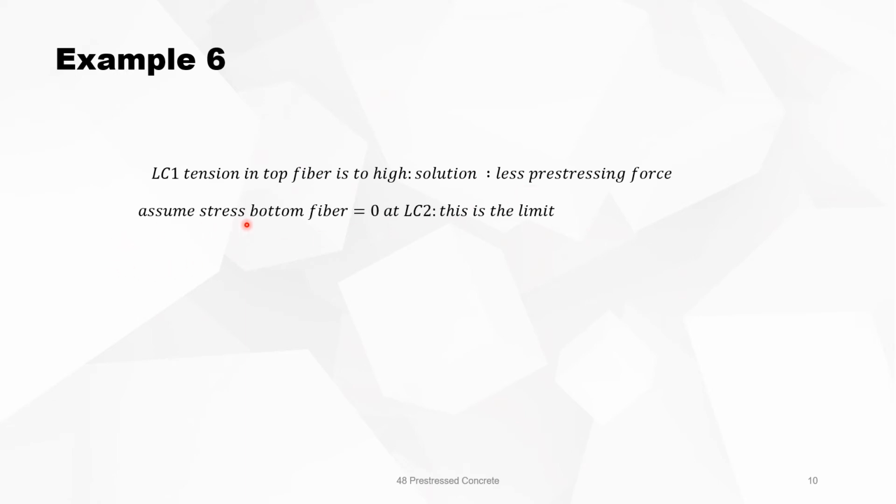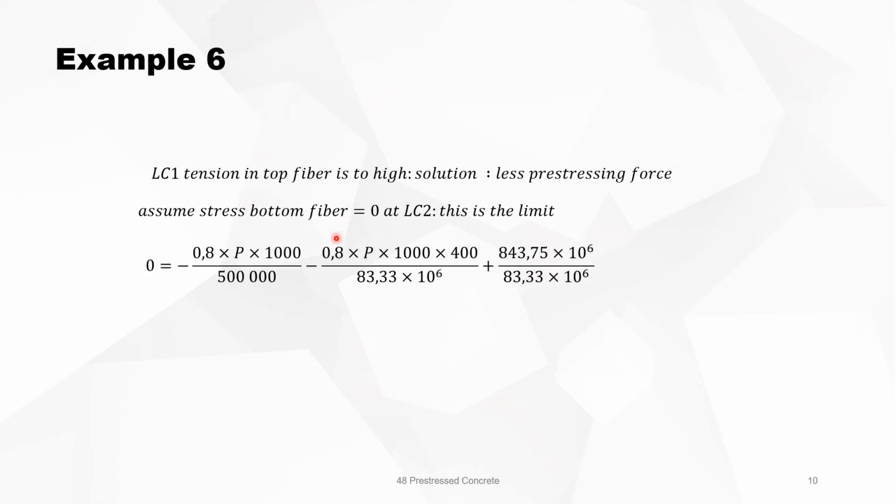So assume now the stress at the bottom fiber is 0 at load case 2. And this is really the limit. So we have to lower the pre-stressing force because of load case 1. But there's a limit on lowering this pre-stressing force. And this is load case 2, where the stress in the bottom fiber must be bigger than or equal to 0.